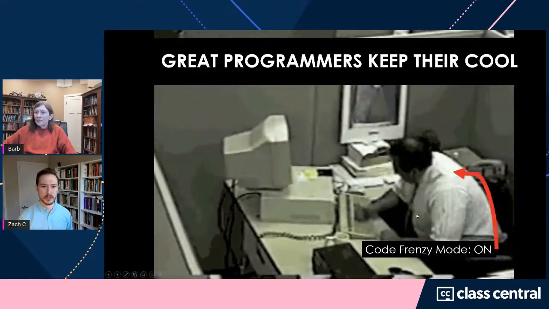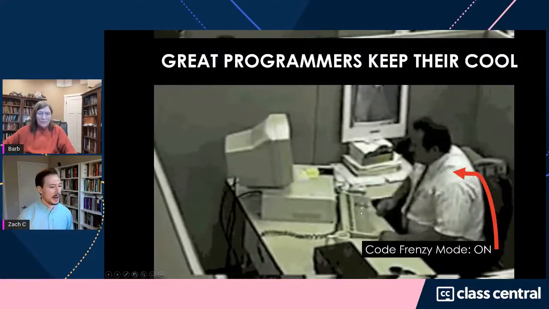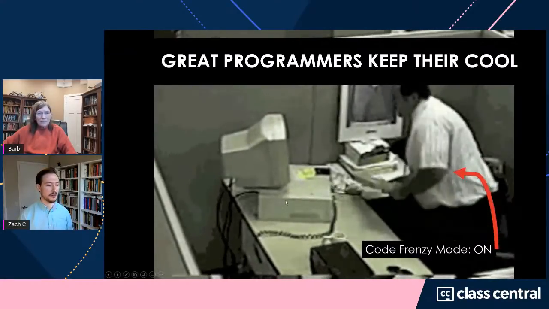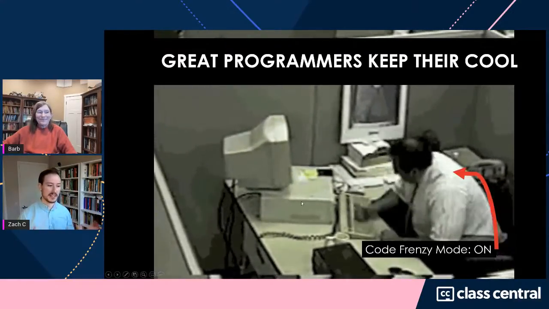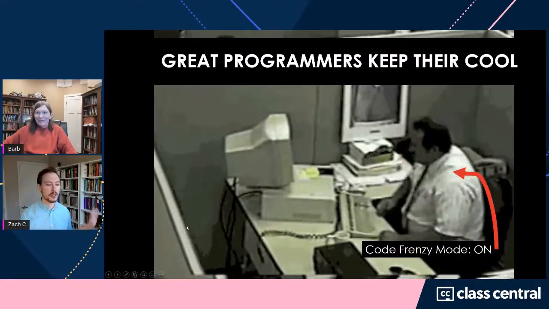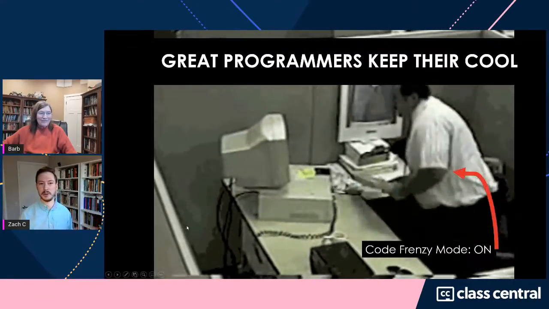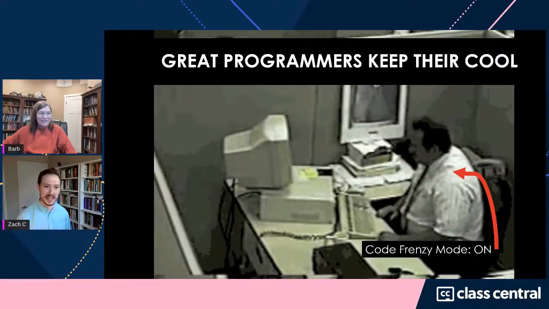So we're going to watch this gentleman go into code frenzy mode, which I'm sure all of you can relate with. In my first year of programming, I would work myself into a frenzy of frustration rather than recognizing, hey, my brain's overwhelmed. I need to take a break. I don't know how to solve this thing right now. You know, I felt like it was giving up, and I kind of associated a bit of shame with this.